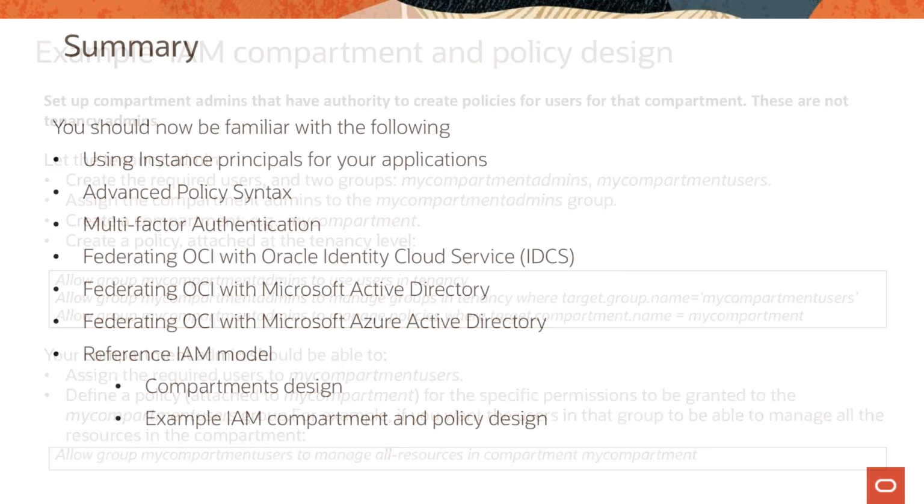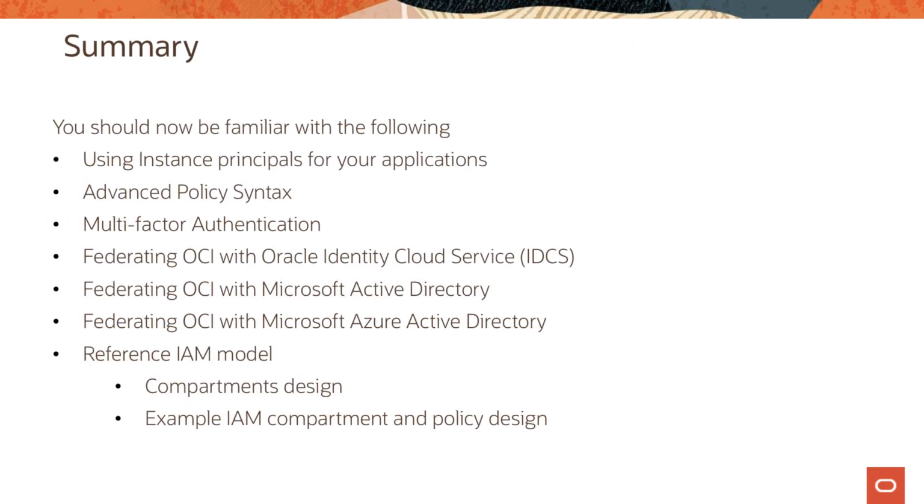and nothing more. With that, we will wrap up this session. In part 4, we discussed a reference IAM model for enterprise environments. We looked at compartment designs. We looked at moving resources between compartments, creating hierarchies of compartments. We also discussed what you have to consider if you are moving compartments themselves from one parent to another. And finally, we looked at some example compartments and policy designs. Thank you for your time.